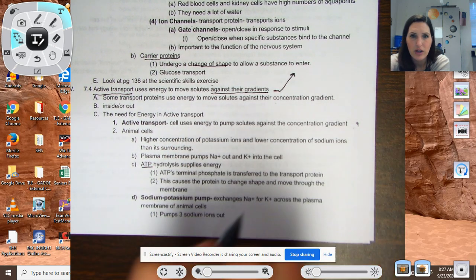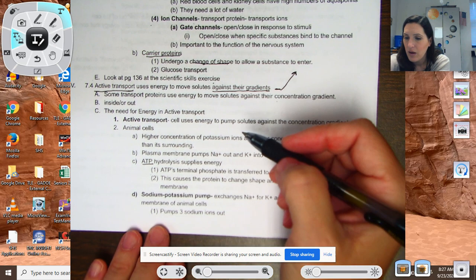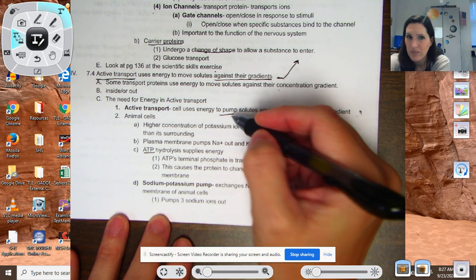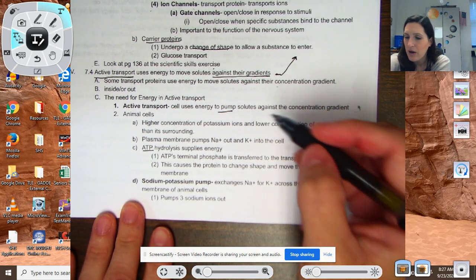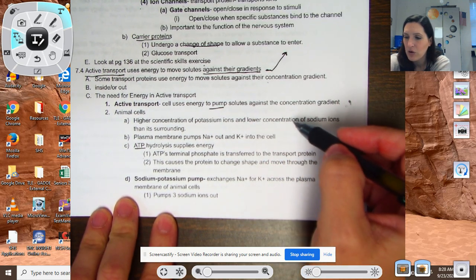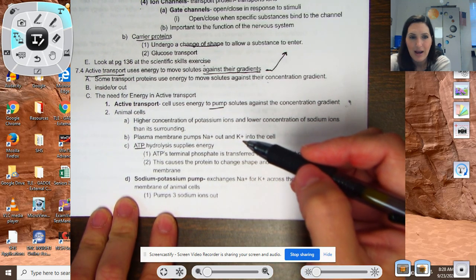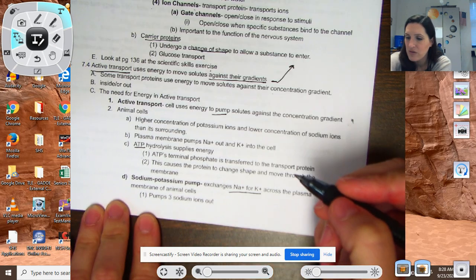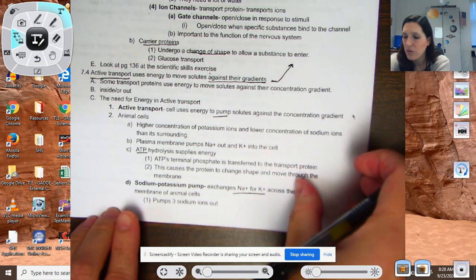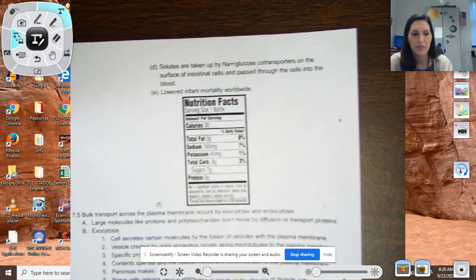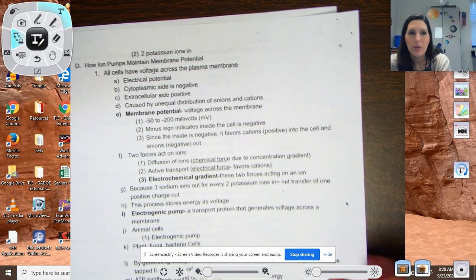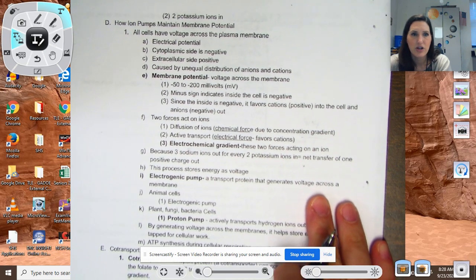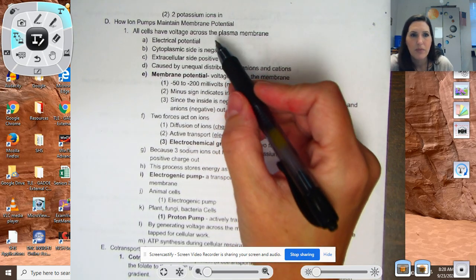Okay, everything's going to need energy in order to get this to be done. Active transport uses energy to pump, and anytime you see the word pump, you should say this is going to use energy. A higher concentration of potassium ions and a lower concentration of sodium is the sodium-potassium pump. This exchanges sodium ions for potassium across the cell membrane. It pumps 3 sodium out and 2 potassiums in, so they're not equal. And this takes energy to pump these in and out.